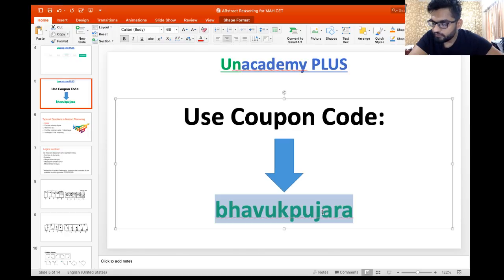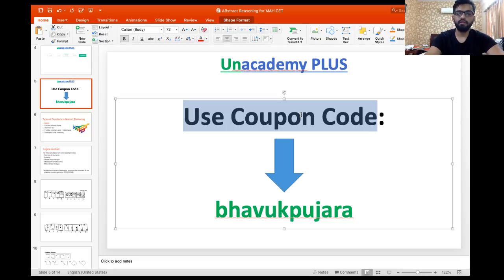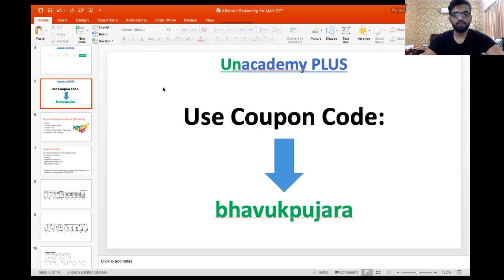Will I take a small session on probability? Probability, I don't know, I'll have to check with the team. You want it for MAHCET or generally? Because I'll be running a course on Unacademy Plus on modern maths for CAT 2020, where I'll be discussing probability and PNC.